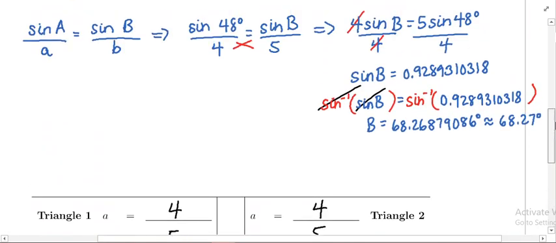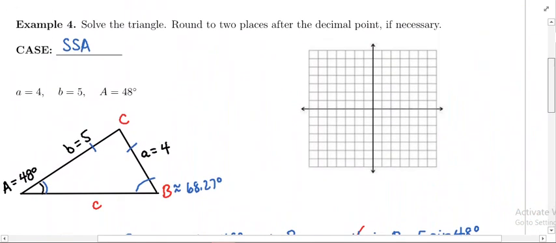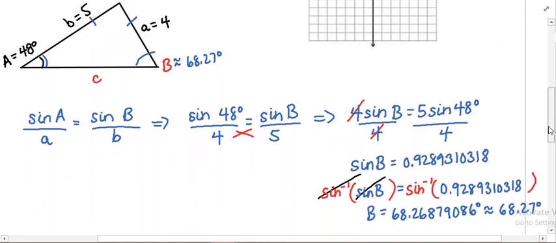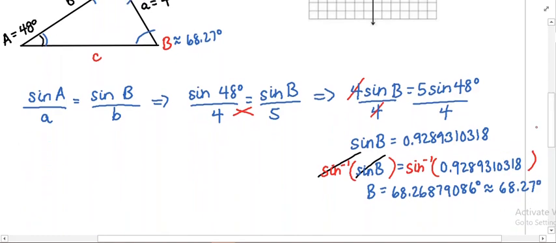Now I want to talk about why there is a second triangle. Look back over what we did to compute angle B. We took the given information, applied the law of sines, sine A over A equals sine B over B, went through the process and solved for angle B. We got approximately 68.27 degrees.